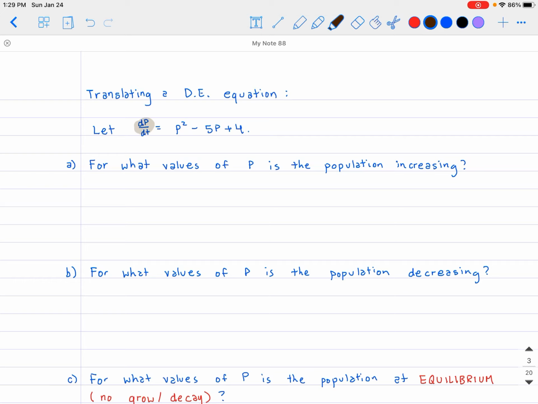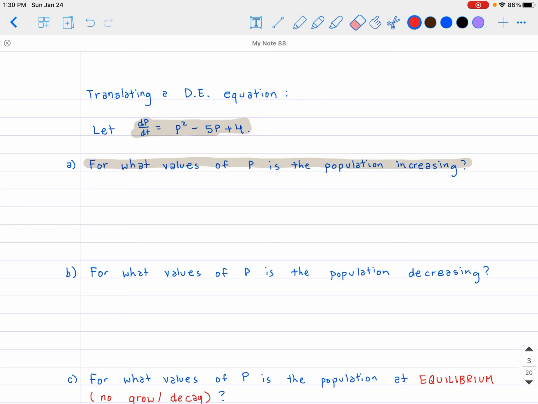So this time I'm going to say let dp/dt is equal to p squared minus 5p plus 4. So this could represent, say, a population growth and how it's supposed to be dependent on the current population. Now, what I want to do is solve for the following. I want to know for what value of p, or for what value of the population, is the population increasing. So that is to say, I want to know where dp/dt is going to be increasing.